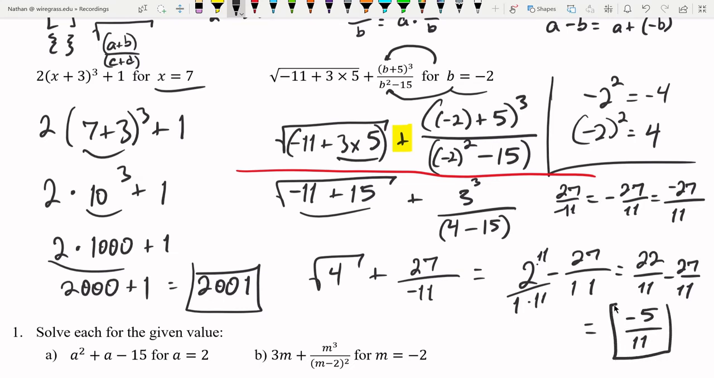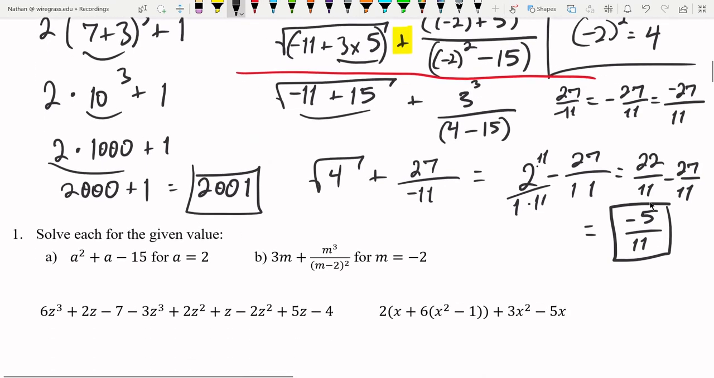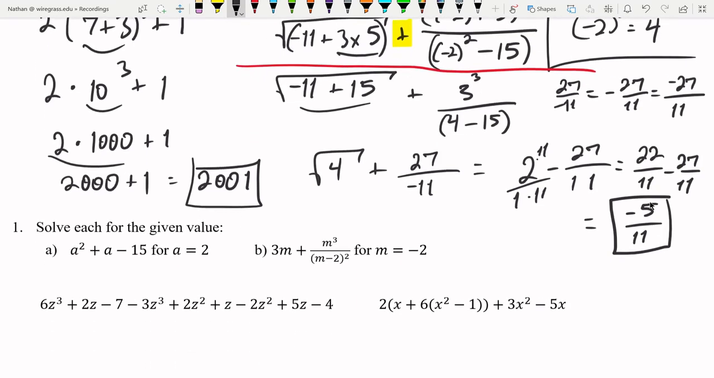You can write that as a decimal, but I'm going to leave it as a fraction. I think it's cleaner that way. So give this a try in number 1.